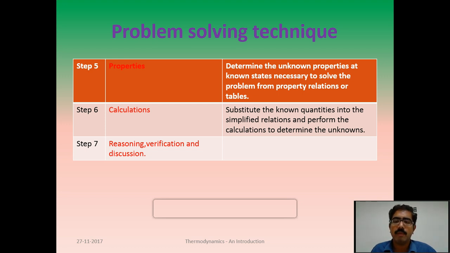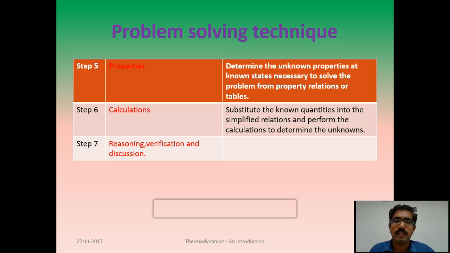In the next case, if pressure is taken in terms of Newton per meter square, then our unit should be in terms of joule per kg Kelvin. So whenever they are making the calculations, they have to use the correct quantities, and they have to check whether the units are satisfied. The last step is the reasoning, verification and discussion.